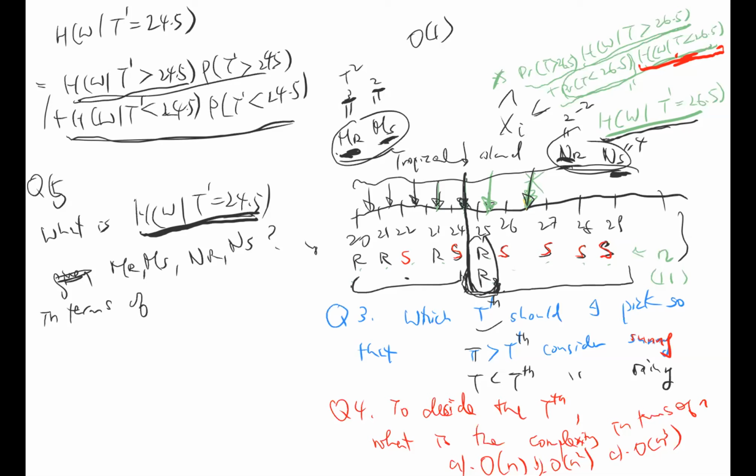Is anyone still unclear about what I have here? Okay, the question again is that we are interested in computing the conditional entropy of W, the weather, given the temperature, some kind of threshold temperature, let's say the threshold is equal to 24.5 here.